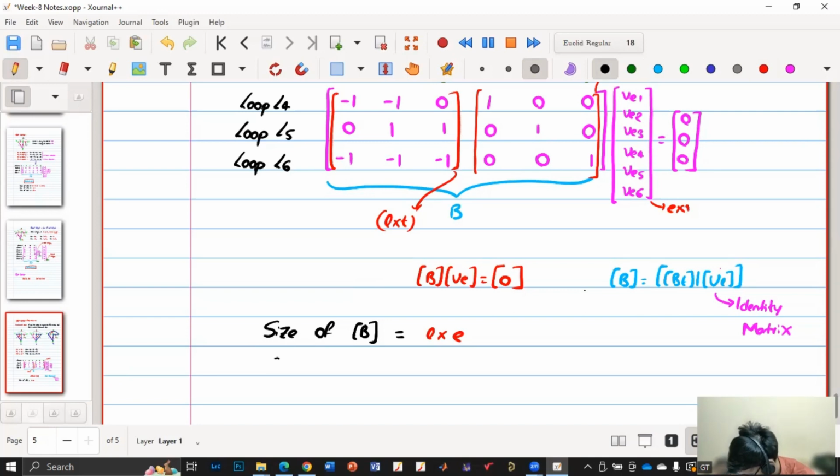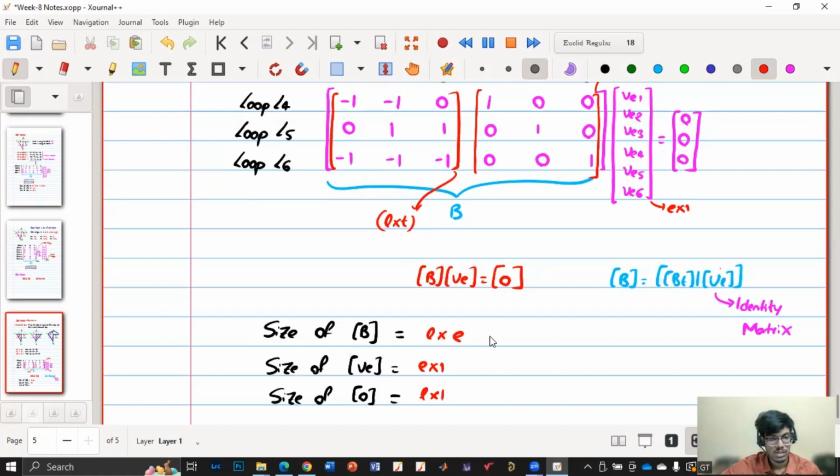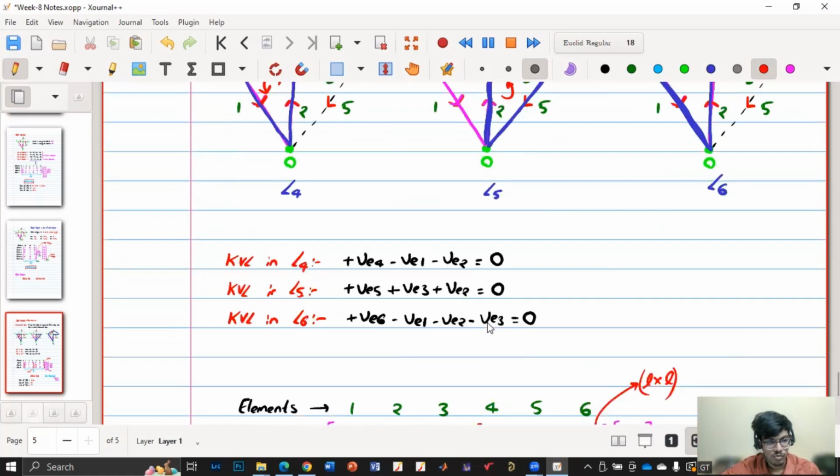So the size of VE is E cross 1, and the size of 0 is L cross 1. So yeah, this is the first part of mesh analysis.